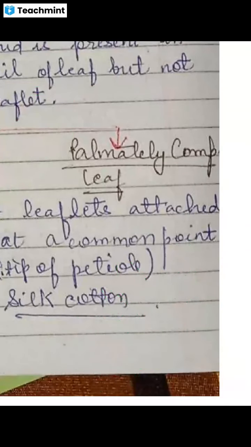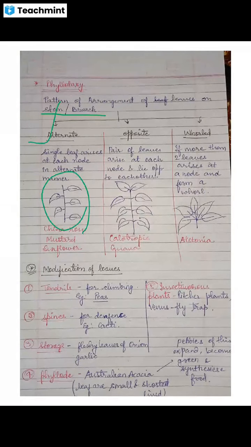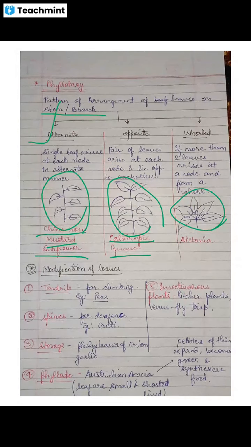Okay. Now next is phyllotaxy. What is phyllotaxy? The pattern of arrangement of leaves on the stem or the branch is called phyllotaxy. We have alternate phyllotaxy, in which leaves are present in an alternate manner, opposite, where leaves are present in an opposite manner, and whorled. Examples are China rose, mustard, sunflower for alternate; calotropis, guava for opposite; and Alstonia for whorled.